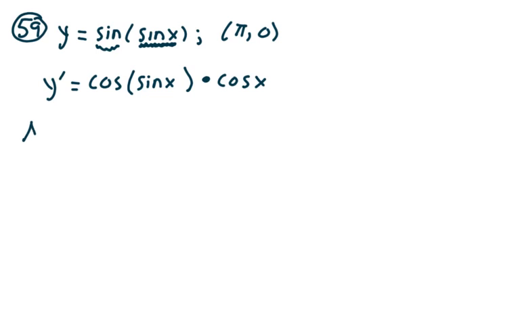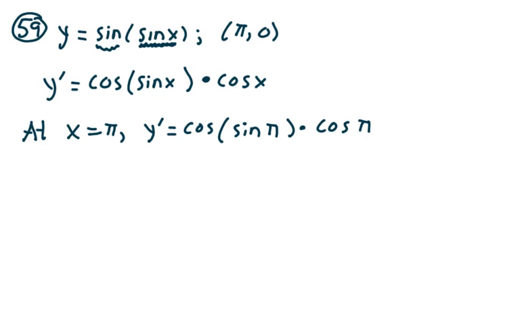Okay. Now, at x equal pi, y prime is cosine of sine of pi times cosine of pi. Now, sine of pi is 0. So we get cosine of 0 times cosine of pi. Cosine of 0 is 1. Cosine of pi is negative 1. So this is 1 times negative 1, which is negative 1.